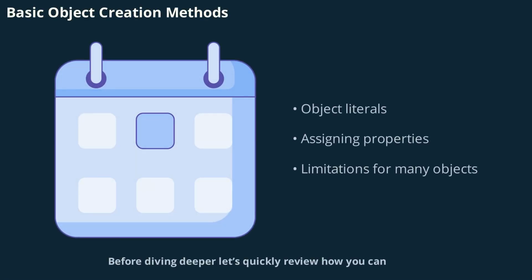Before diving deeper, let's quickly review how you can create objects in JavaScript without factory functions. You can use object literals like const obj = { name: 'Faris', age: 29 }, or create an empty object and assign properties one by one. These methods are great for single objects, but if you need many similar objects, repeating code becomes a hassle. That's where factory functions shine, helping you avoid repetitive code and making your programs more maintainable.